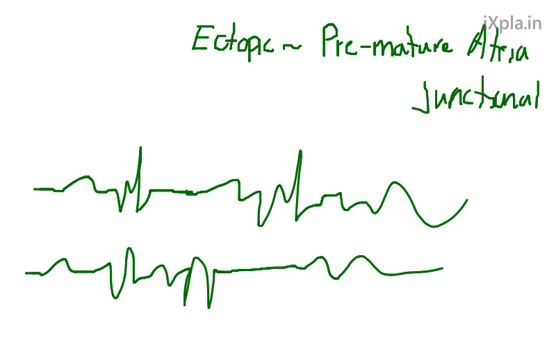Atrial premature beat means there's a P wave. It originated within the atria. Junctional premature beat means there's no P wave. It's very simple. When I have better pictures, I'll make a video of all examples of these arrhythmias so you can actually see them all.